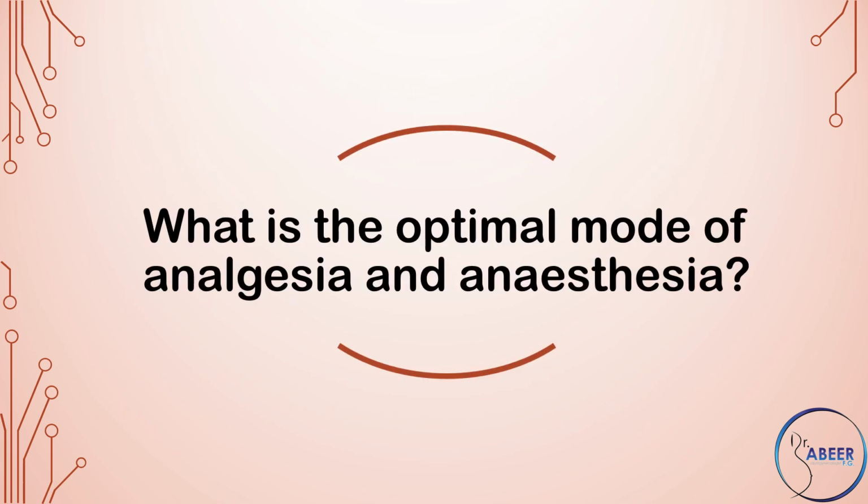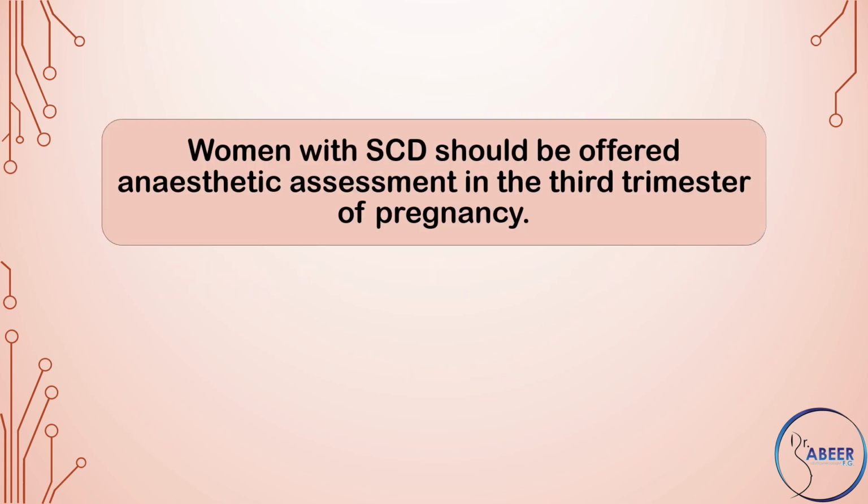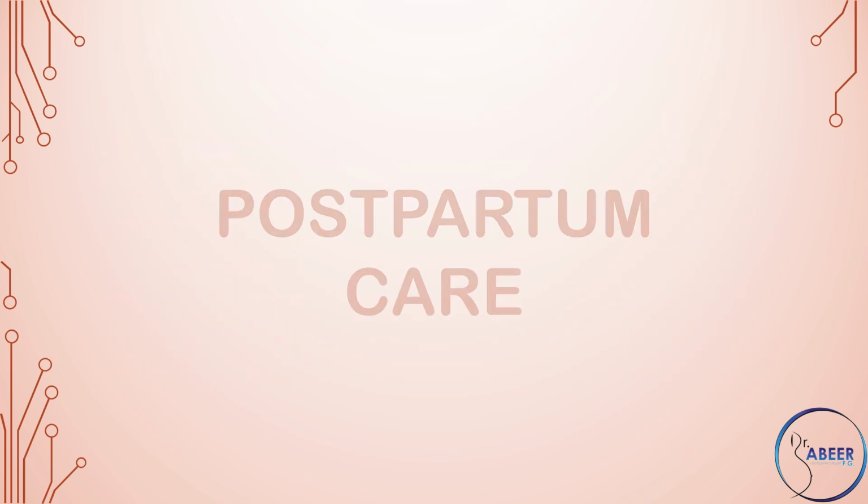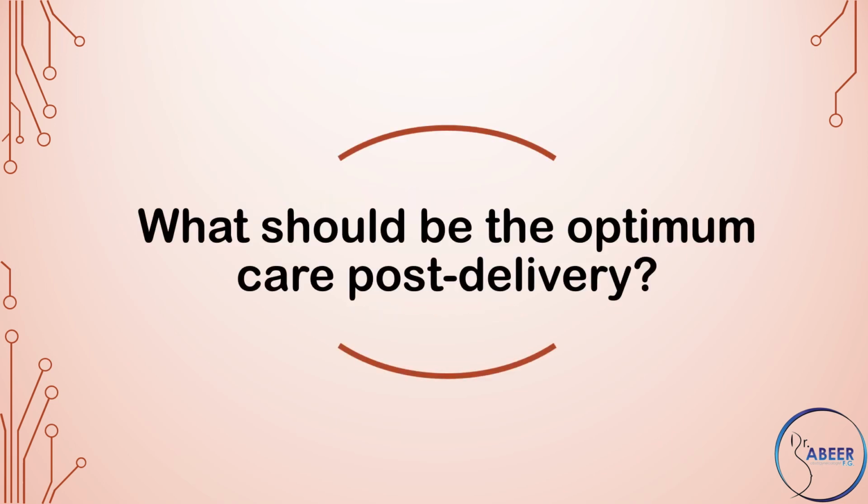What is the optimal mode of analgesia and anesthesia? Women with sickle cell disease should be offered anesthetic assessment in the third trimester of pregnancy. Avoid the use of pethidine, but other opiates can be used. Regional analgesia is recommended for cesarean section. Postpartum care. What should be the optimum care post-delivery?